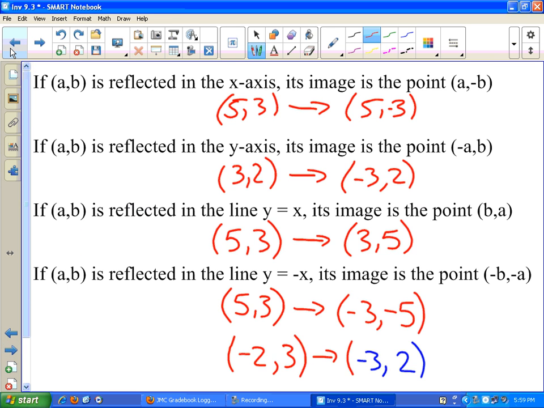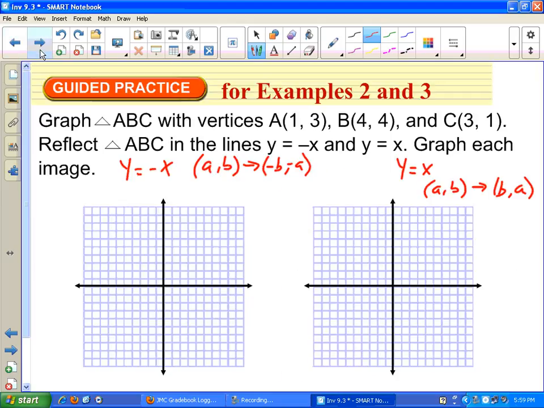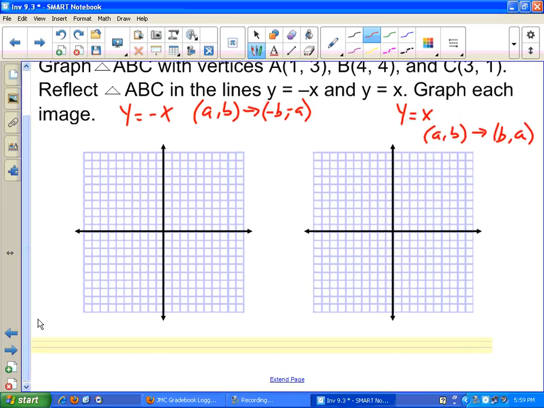We'll just double check that. Yep. Didn't want to make sure I didn't switch them up on you. So all I'm going to do is come down here. I'm going to go, if A is at 1, 3, A prime is going to be at negative 3, negative 1.